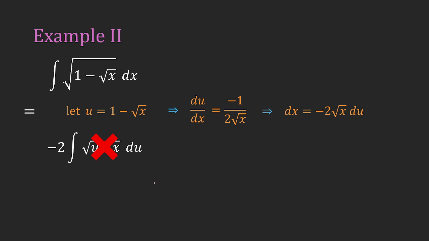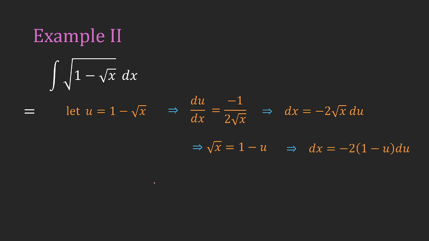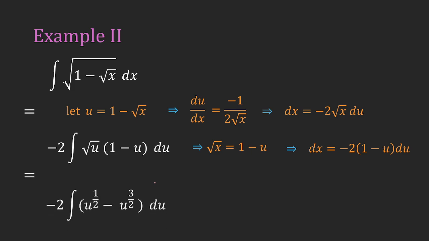Well, if we go a little bit further and mess around with the substitutions we made, we'll see that if we move around some of the terms, square root x is equal to 1 minus u. So then if we just directly substitute square root x for this thing in terms of u, we'll get that dx is equal to negative 2 times 1 minus u du. So now if we make all of those substitutions to our integral, we'll get the integral of square root u times 1 minus u all times negative 2. And that is allowed. So let's go ahead and distribute that square root of u into my 1 minus u.